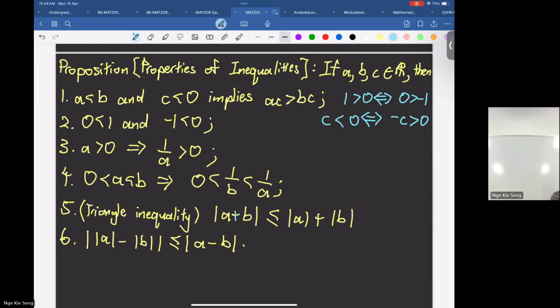Side, yes, the side of the triangle. So you should imagine, okay, this is maybe here. A and B should form two sides of a triangle, and then A plus B should be the hypotenuse.